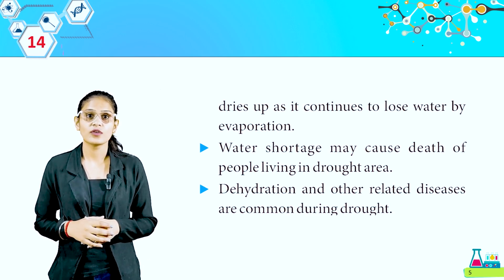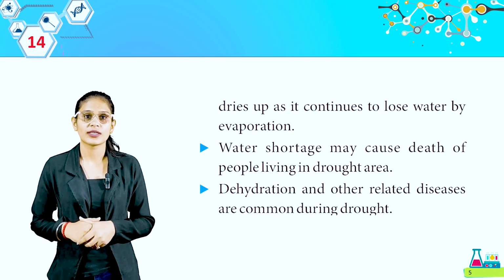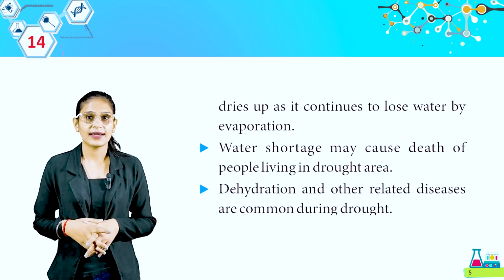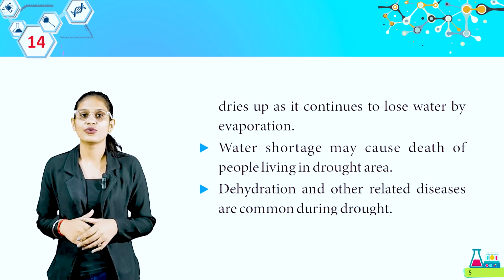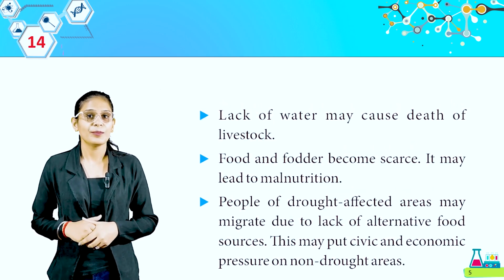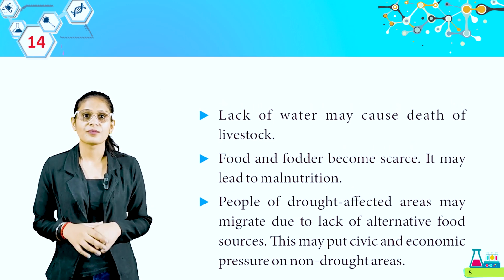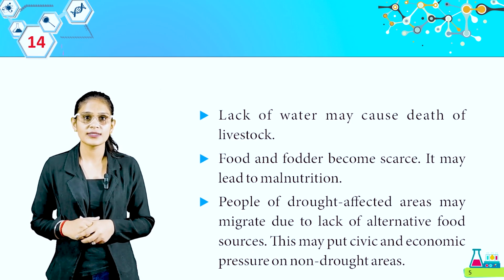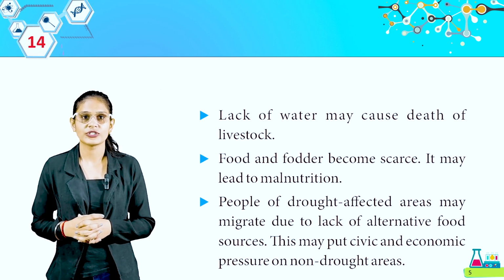Water shortage may cause death of people living in drought area. Dehydration and other related diseases are common during drought. Lack of water may cause death of livestock. Food and fodder becomes scarce. It may lead to malnutrition.